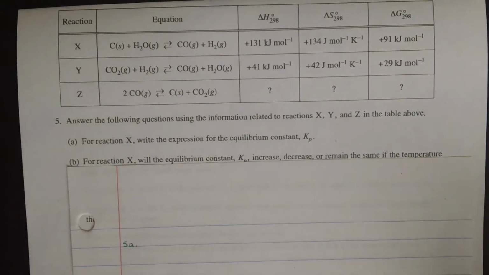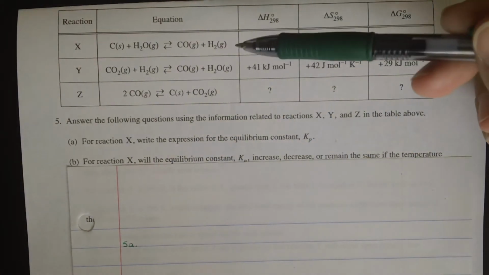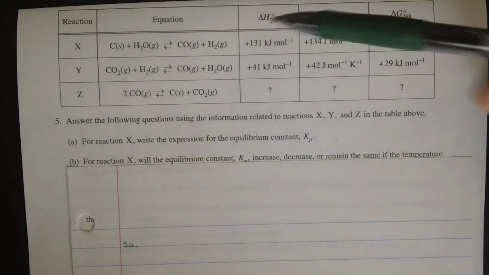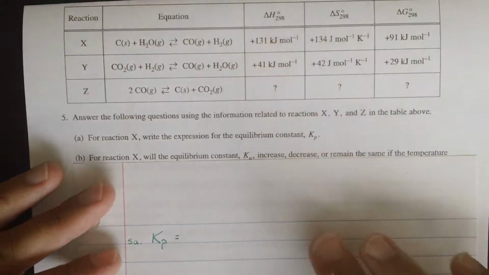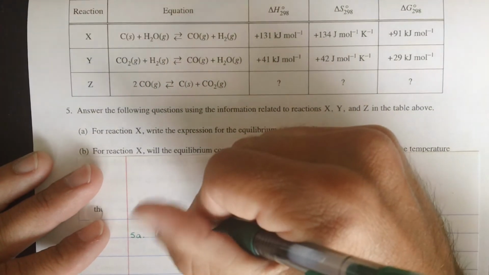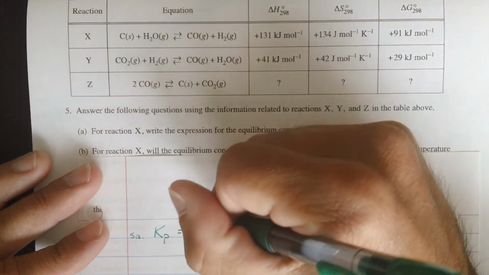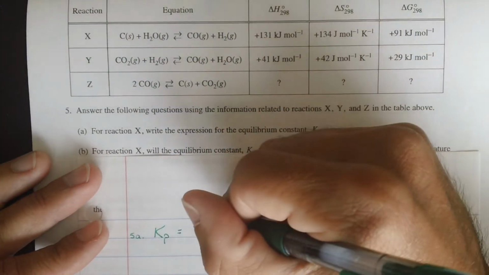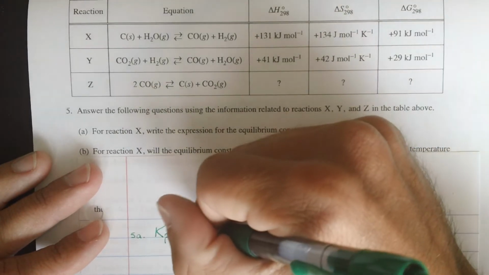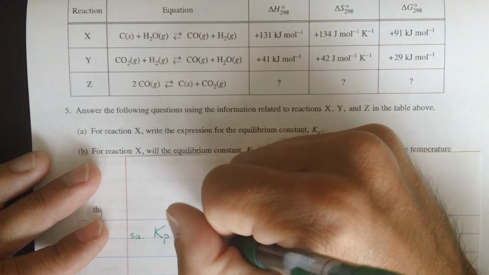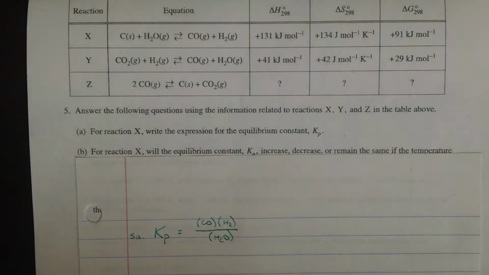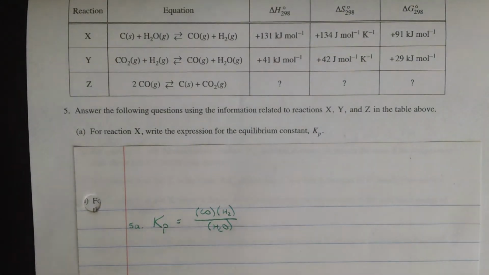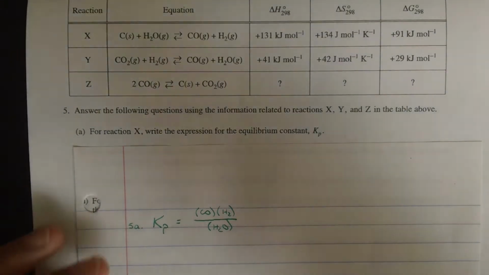So here's 5a. It says for the reaction X, write the expression for the equilibrium constant Kp. Easy enough. So Kp equals, no brackets here, parentheses, solids don't play. So this is carbon monoxide gas pressure times hydrogen pressure, all divided by the water. That's it. They all happen to have coefficients of 1, and so we don't have to deal with any exponents there. So that's the Kp on 5a.